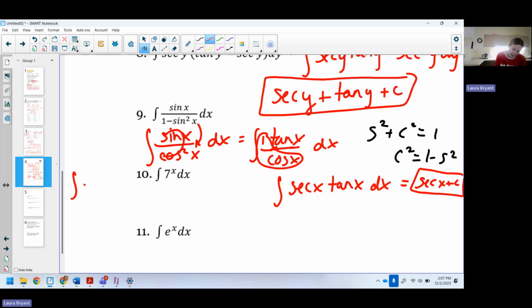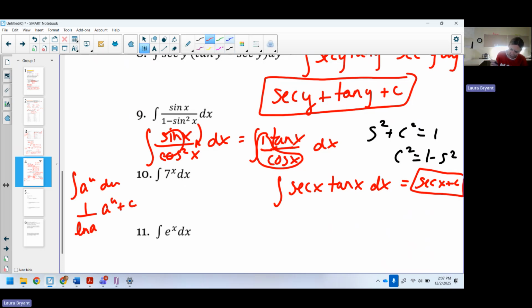Okay. Number 10 is an a to the u rule. And it's that rule because I have a constant on the bottom and a variable as the power. So this goes to 1 over ln of a times a to the u plus c. So a is 7 here. And so I'm just going to do my rule with 7.